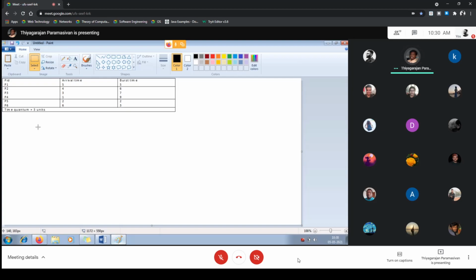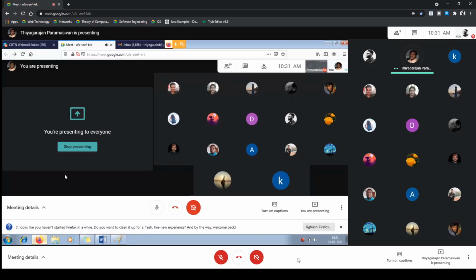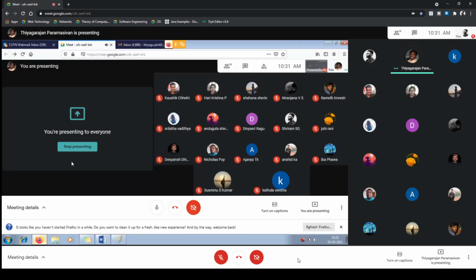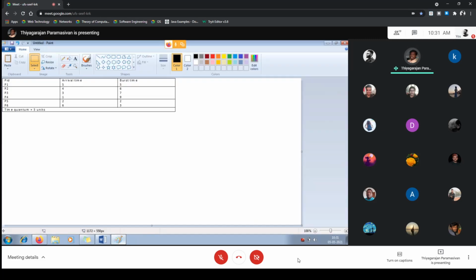Fourth one: if the current job which is under execution has not finished, please write, if the current job which is under execution is not finished, add the job to the end of the queue.